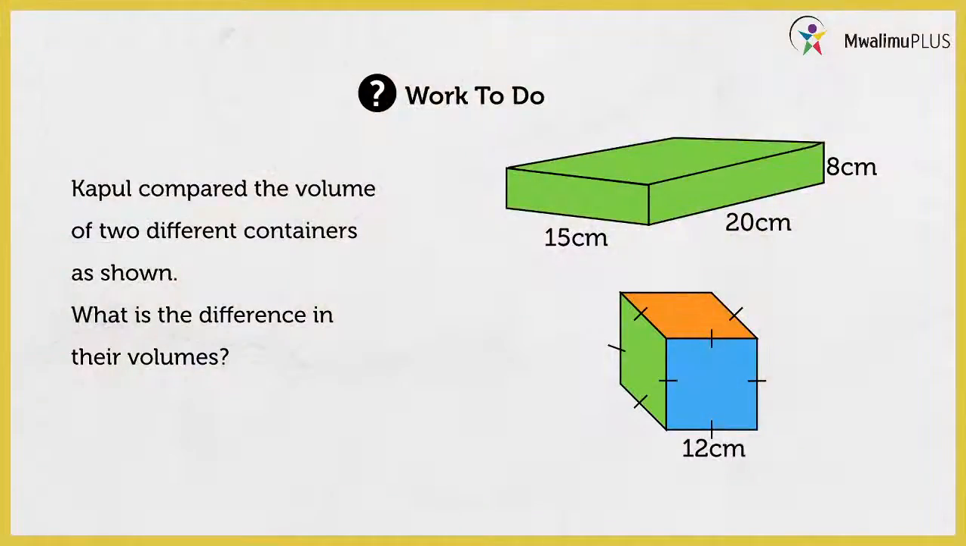And at the end of that, I left this question behind for you to attempt. And the question here is, Kapul compared the volume of two different containers, as you can see from those two diagrams. Then the question was, what is the difference in their volumes? So you are supposed to, first of all, look at those containers that are given.